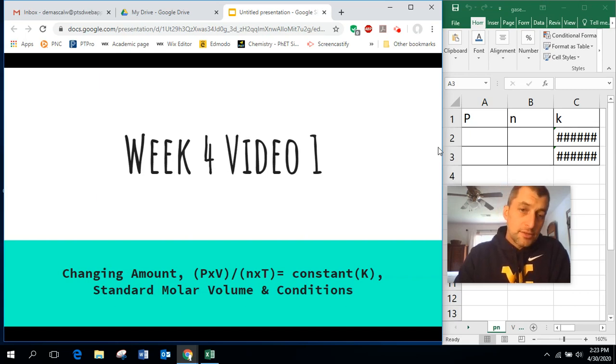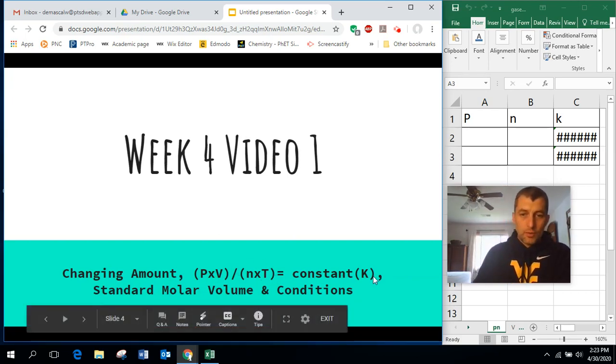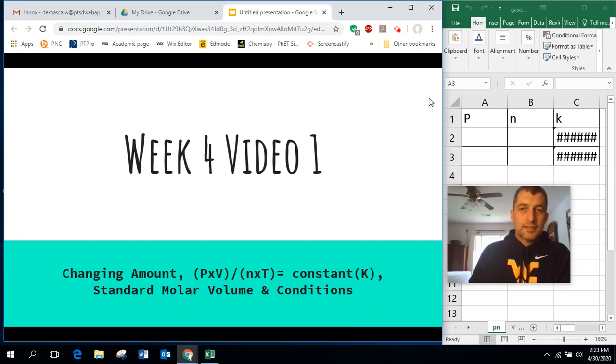Then we're going to look at this interesting phenomenon where no matter what pressure, volume, temperature, and amount combination you put together, if you have a specific gas, so let's say air or carbon dioxide, no matter what P, V, N, and T you plug into that calculation down here, this PV over NT, you always get the same answer. We're going to finish up this video by talking about what we call standard molar volume and then standard conditions.